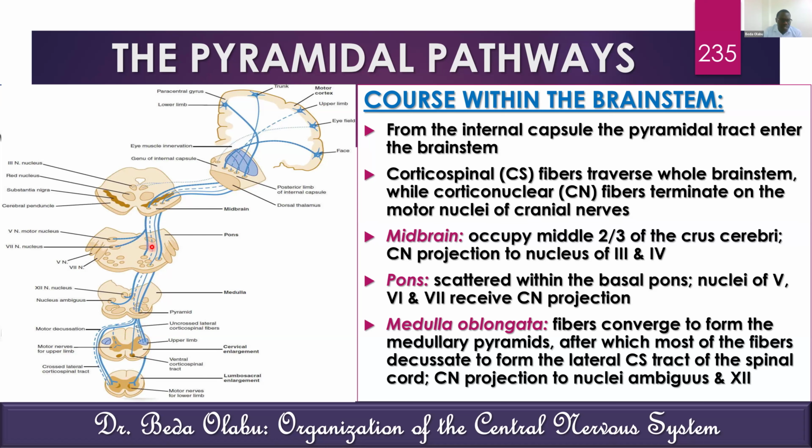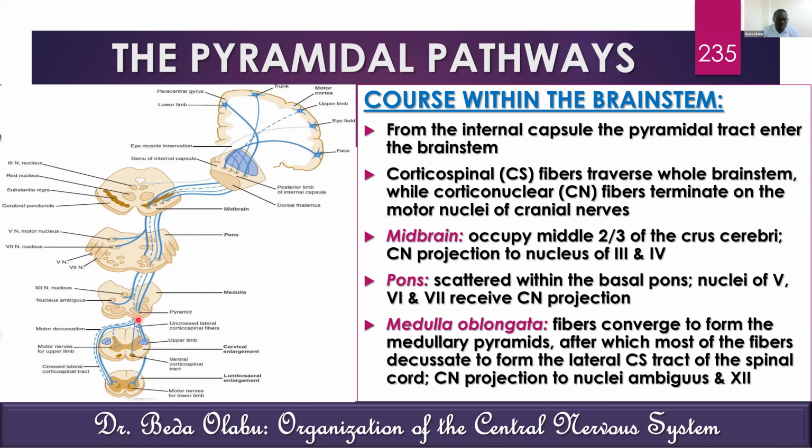The rest proceed to the medulla oblongata, where they converge into the medullary pyramid. But again, at the medulla, there are corticonuclear projections that terminate at the hypoglossal nucleus and also at the nucleus ambiguus. Nucleus ambiguus gives motor fibers that join glossopharyngeal, number 9, vagus, number 10, and cranial accessory, number 11. Now, that is the course within the medulla.